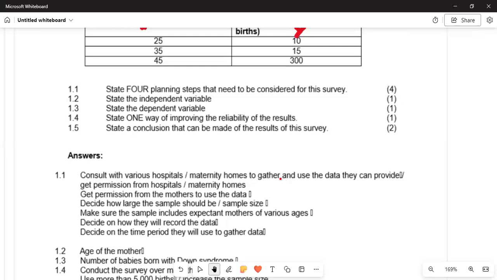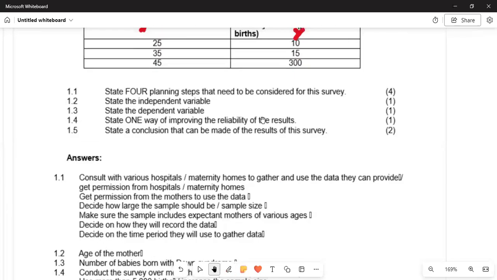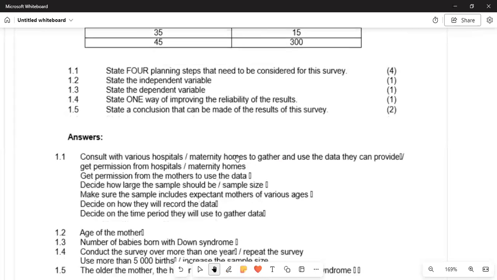In 1.2, state the independent variable. Say where it is on the x-axis and the y-axis, and what the dependent variable is. Independent means it does not depend on something to function, and that is the age of the mother. The dependent variable is the number of babies born with the syndrome. Then you get your mark.